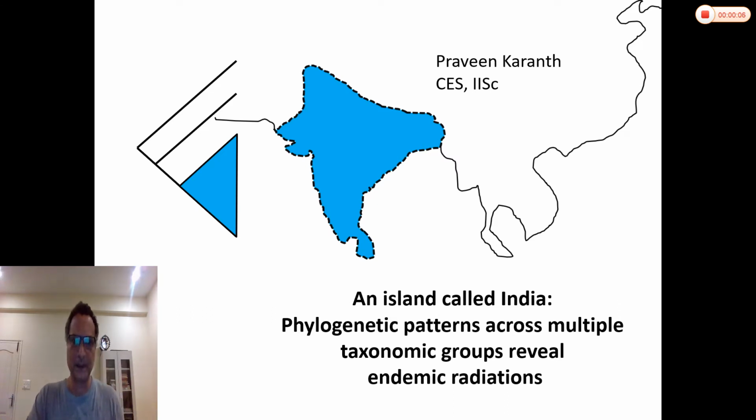Okay, hi everyone. Today I will talk about an interesting pattern that we began observing when we looked at many Indian taxa, built phylogenies, plugged the Indian taxa into the global phylogenies to look at their evolution. And what we basically observed were what I call endemic radiations. And let me get more into it in detail in a bit. So the title of my talk is an island called India, phylogenetic patterns across multiple taxonomic groups reveal endemic radiations.